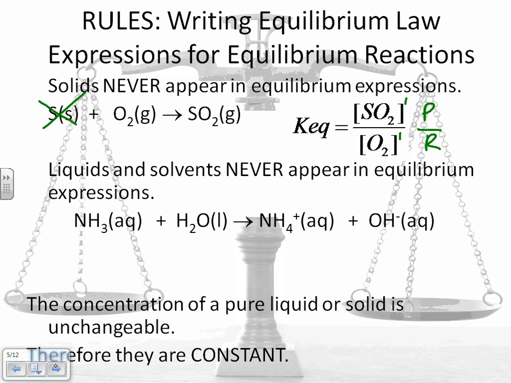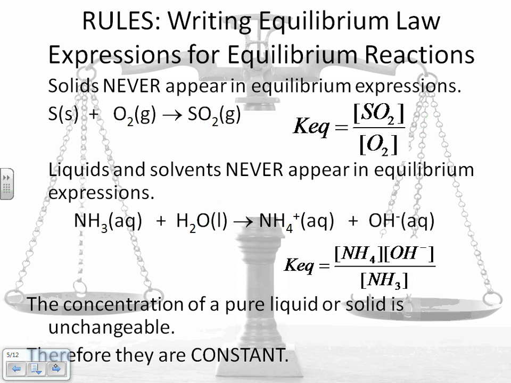For the second one, liquids and solvents never appear in the equilibrium expression. So for this one, I'm not going to bother writing in H2O because there's no concentration for water. My expression would look like this: I've got my ammonia and my hydroxide ions on top, those are my products, and I've got my reactants on the bottom, but I didn't include water.